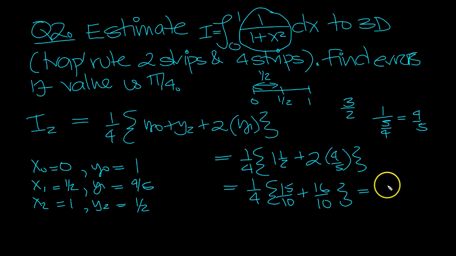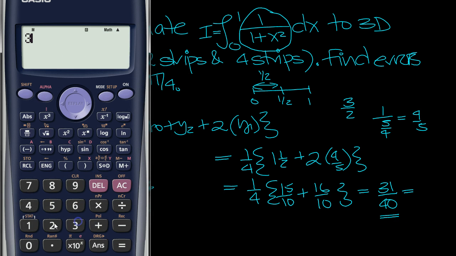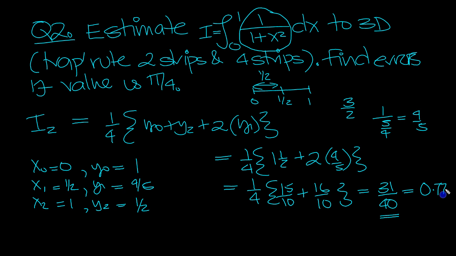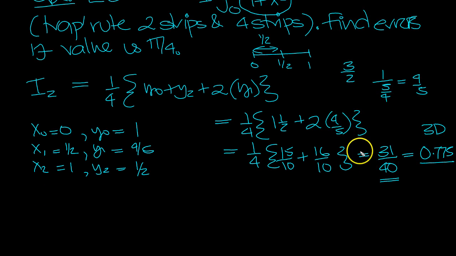So what have we got? We've got 31 over 40. And we need to work it out to 3dp, don't we? So 31 divided by 40 then is 0.775. Well, that's the 3 decimal places. That's the actual answer. Now let's do it to 4 strips then.